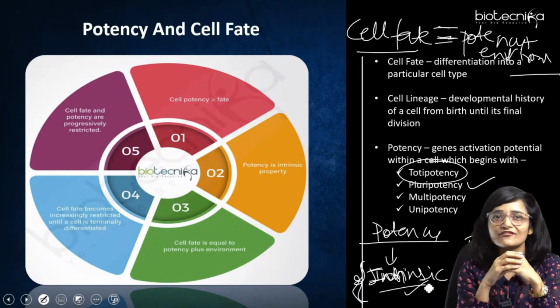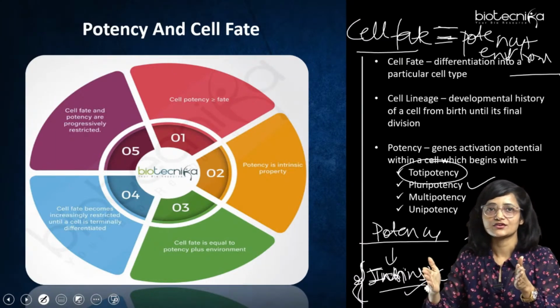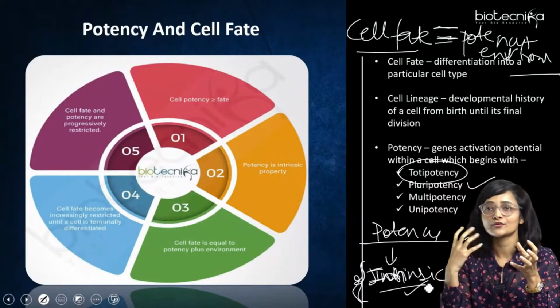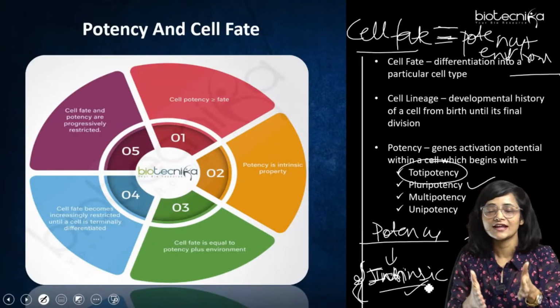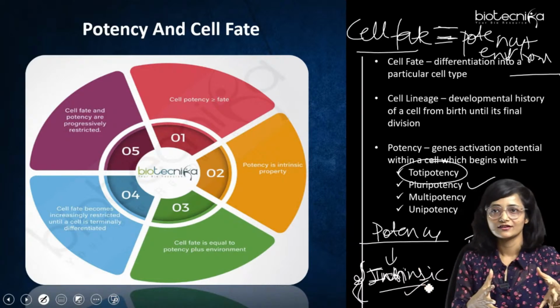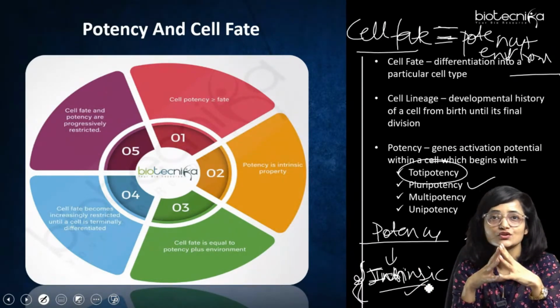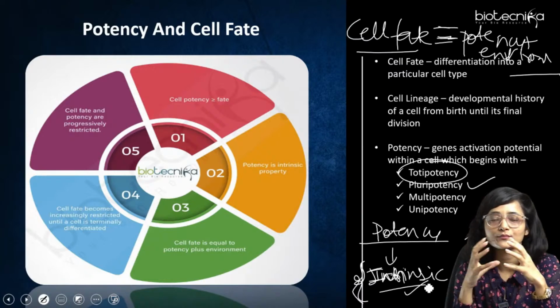Then comes the point that cell fate and potency are progressively restricted. So when progressive development takes place, the cell fate and the potential of the cell get restricted. It can only produce a certain type of cell and it cannot revert back, right? So this is what this concept wheel is basically telling. Now, have you understood what potency actually means and what cell fate is?